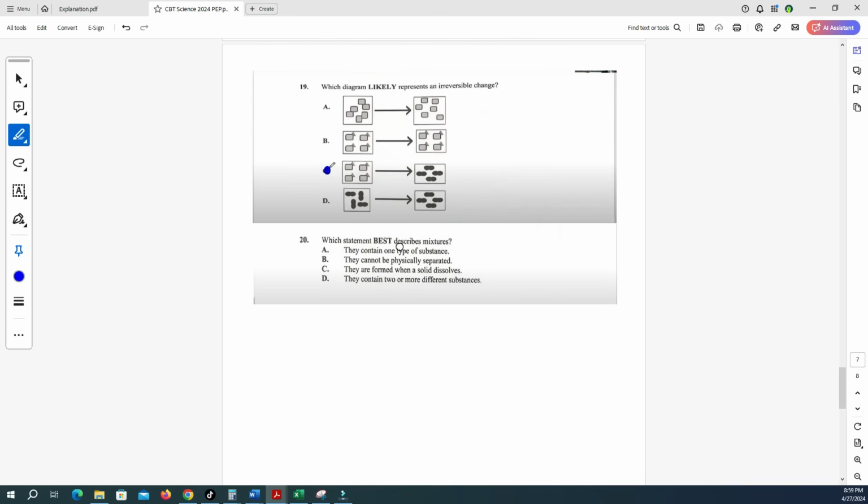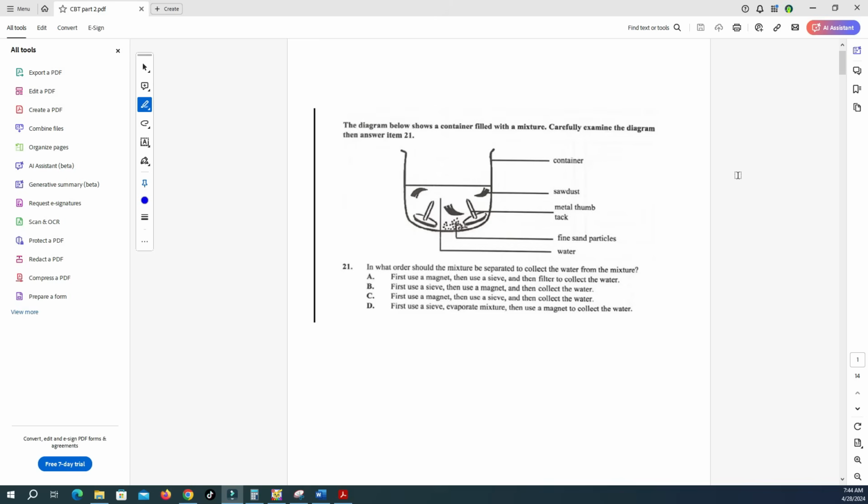And finally, which statement best describes mixtures? They contain one type of, no, they cannot be physically separated. That's not true. They're formed when a solid dissolves. No, they contain 2 or more different substances. I'll say D. Question 21.